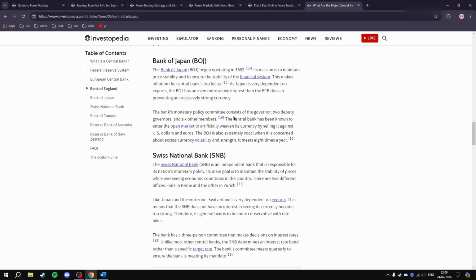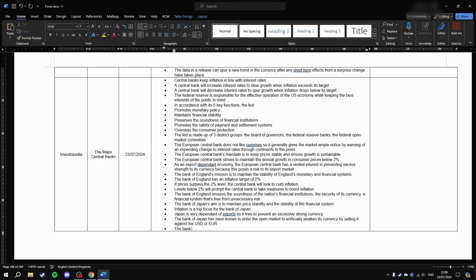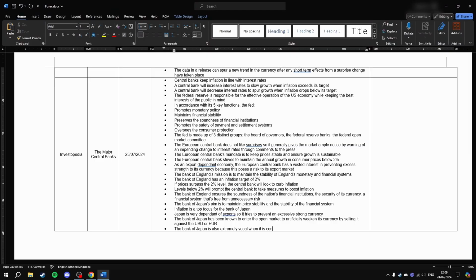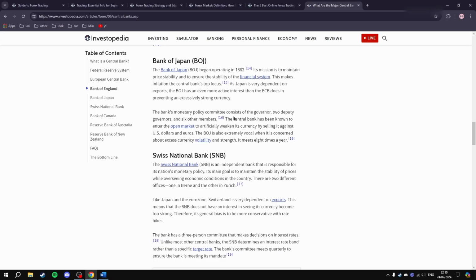The Bank of Japan is also extremely vocal when it is concerned about excess currency volatility and strength. It meets 8 times a year.